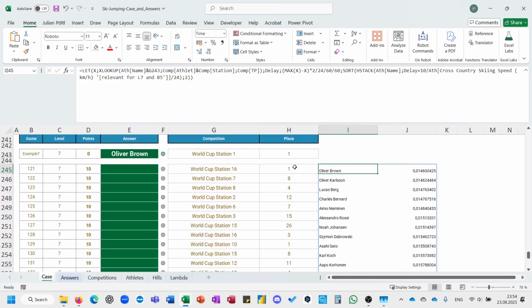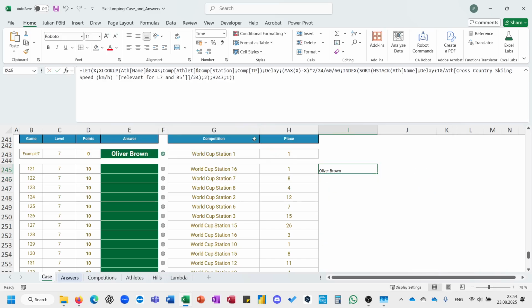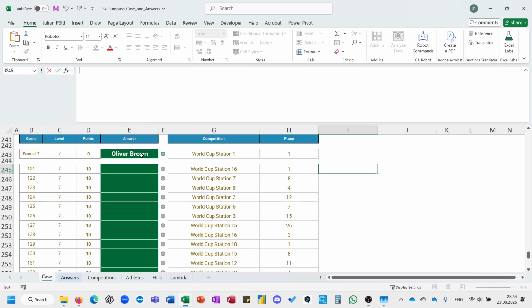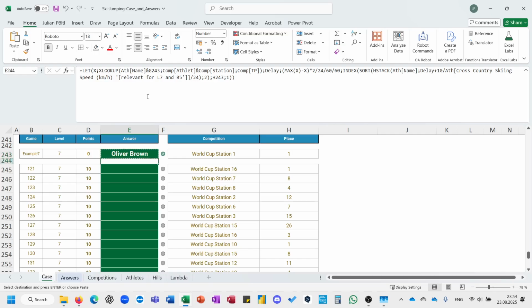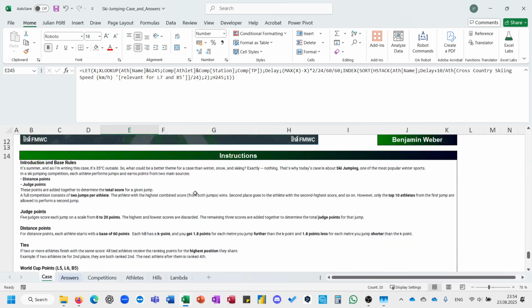And the first one is Oliver Brown. Yes, I know that. And then I can use index. The row number and the column number is 1. Order according first. Yeah, here we go. And bonus questions.